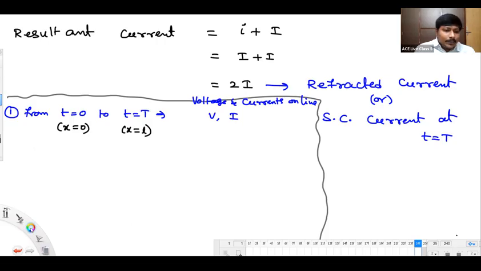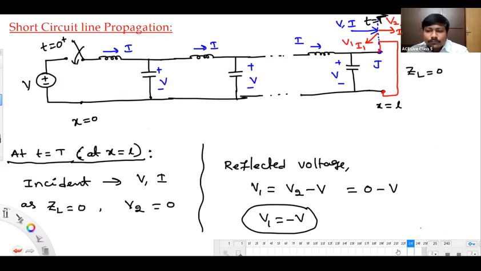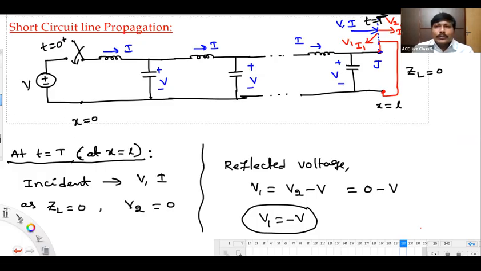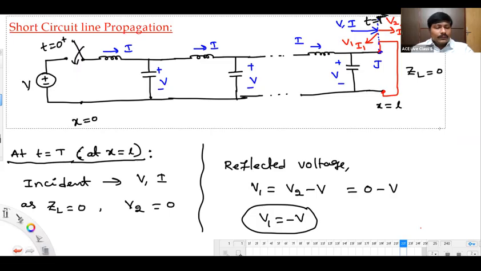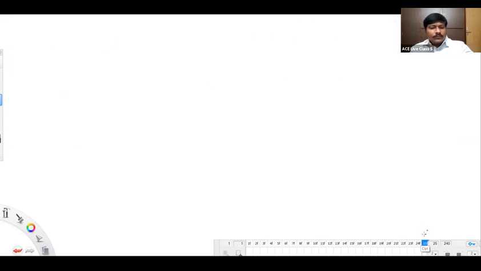Okay? Second propagation, I'm saying. Second propagation, from the time t equals capital T to 2T. Observe now. This is the first propagation model, so let me copy the same to show you the second propagation. Very simple.